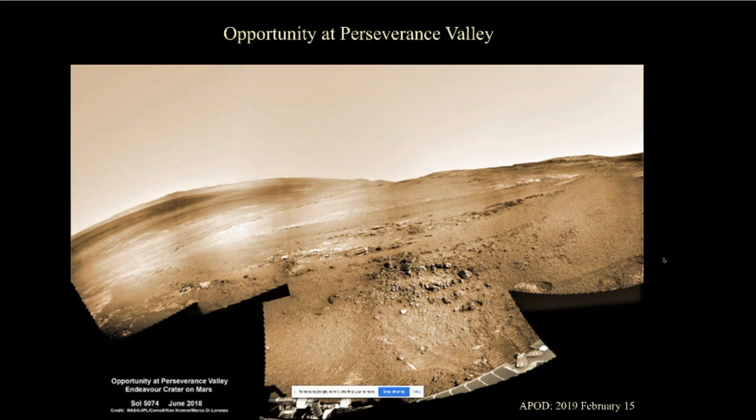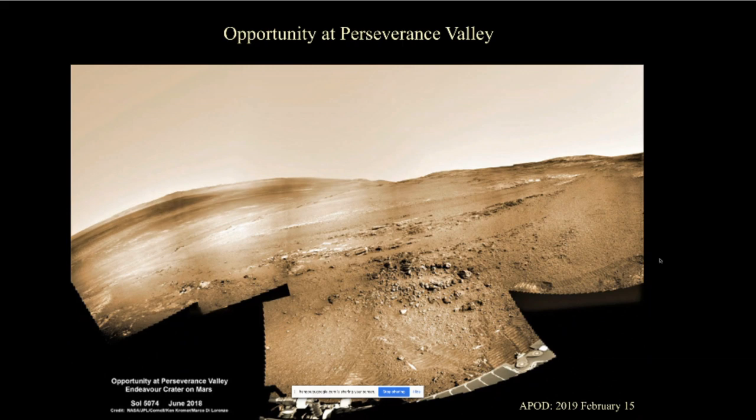But Curiosity is still rolling around Mars, and we're going to get another rover later this year in 2020. Opportunity and its sister rover, Spirit, rolled around for many years, much longer than they were supposed to, and told us a lot about the ancient and wet history of Mars.